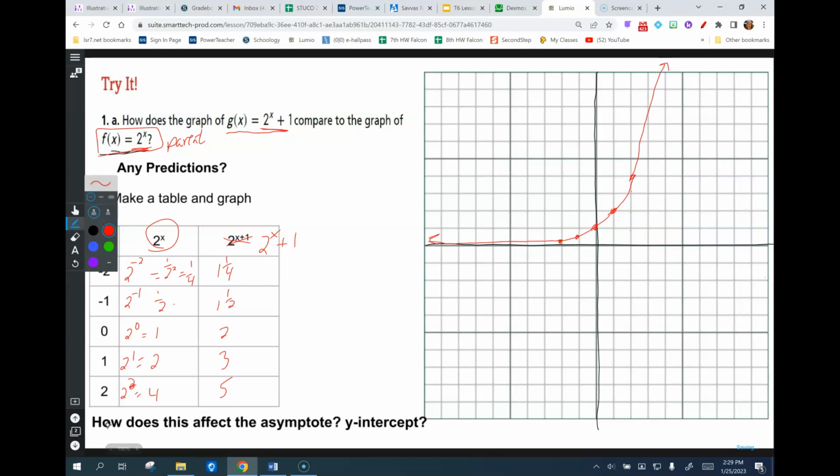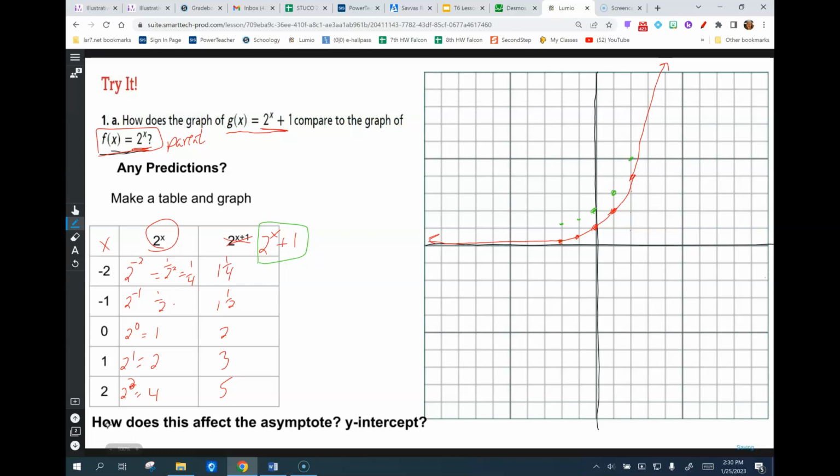Now we're going to graph this other one, 2 to the x plus 1, in green. So here we go. Negative 2 is 1 and 1/4. Negative 1 is 1 and 1/2. 0 is 2. 1 is 3. And of course 2 is 5.